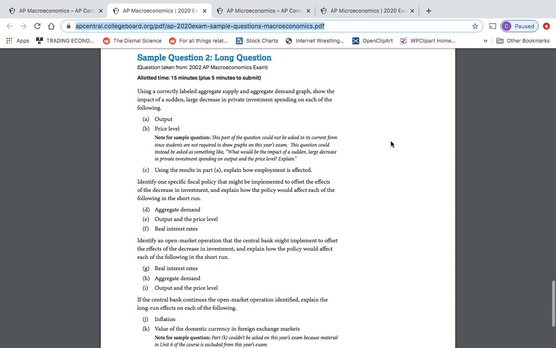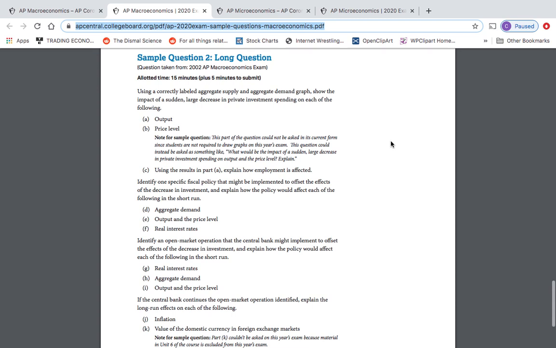So they're saying, what's the effect on the output? Okay, here's your explanation. If there's a decrease in investment spending, aggregate demand is going to decrease. Aggregate demand shifts to the left. If there's a leftward shift of aggregate demand, real GDP, or in this case, output, decreases. That's the explanation. It's exactly what the graph is showing, but you don't have to submit the graph. You just have to submit your explanation of the model. So decreased aggregate demand means less spending, so less output is produced.